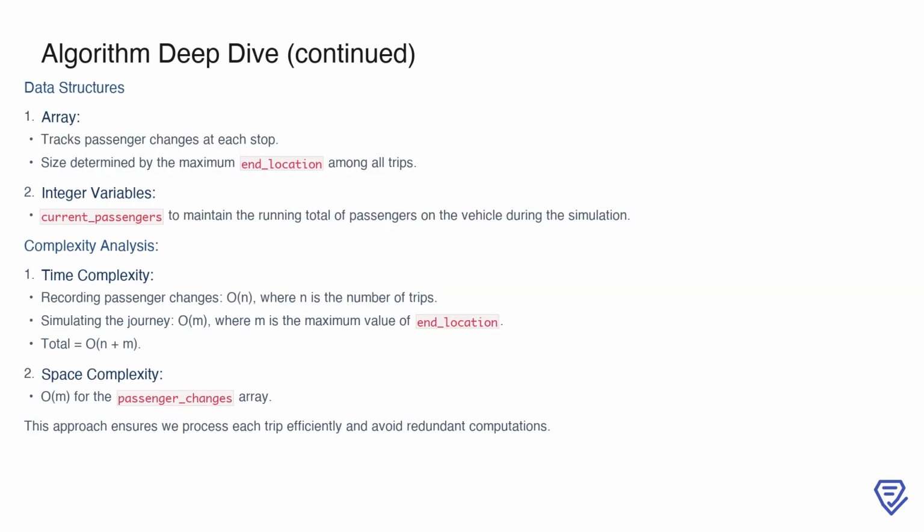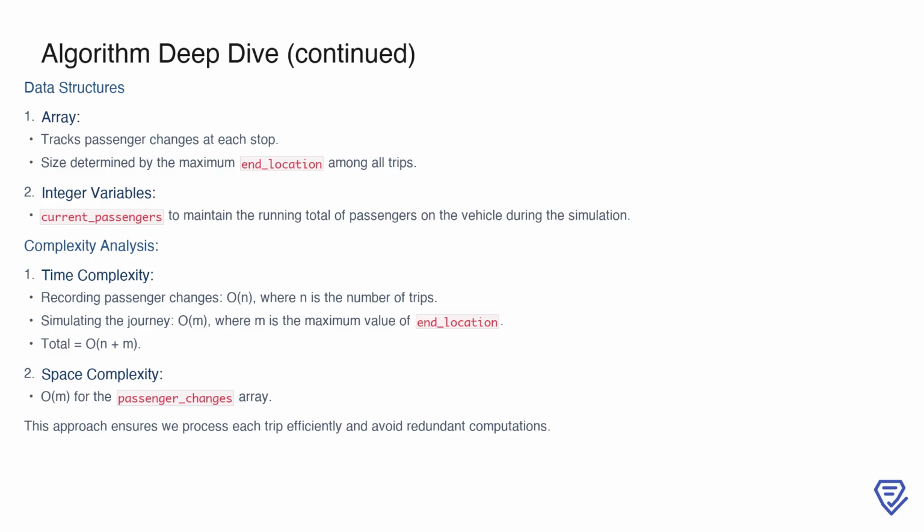The algorithm relies on two key data structures. First, an array is used to track the net passenger changes at each stop. Its size is determined by the maximum end_location across all trips, ensuring it covers all necessary indices efficiently. Second, an integer variable, current_passengers, is used to maintain the running total of passengers on board during the simulation.